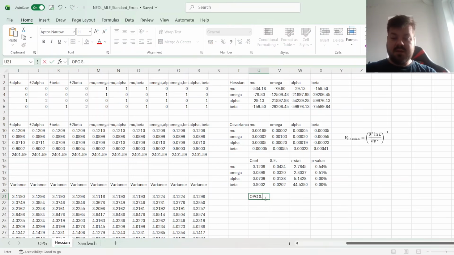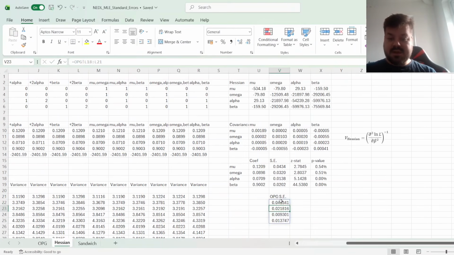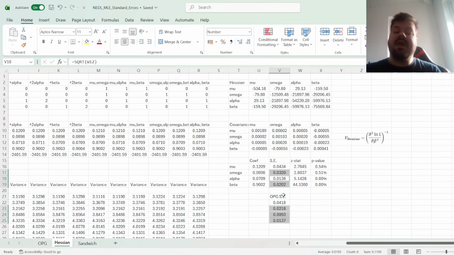So if we compare these, just for information purposes, we'll see that indeed the standard errors for the OPG method are lower, and sometimes considerably lower. For instance, the one for mu is just slightly lower, but the one for omega is a lot lower, and so are the ones for alpha and beta. And that is the limitation of the OPG approach, that it underestimates standard errors, especially in small samples, whereas the Hessian matrix approach produces a more reliable estimate, but the Hessian matrix approach is very sensitive to misspecification.